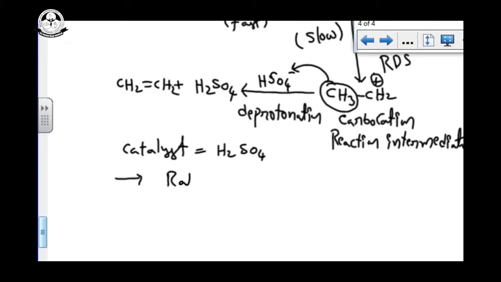Rate means speed of the reaction. Rate is directly proportional to the concentration of protonated alcohol. See, in the rate determining step, how many reactant molecules are involved? Only one, that is the alcohol. If the concentration of the alcohol is higher, the rate of reaction is also higher. And this type of elimination, the elimination of water in this mechanism, we call E1 elimination.